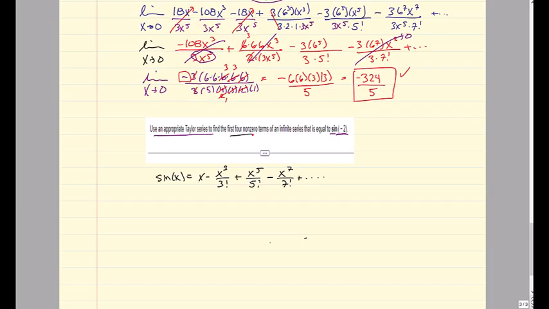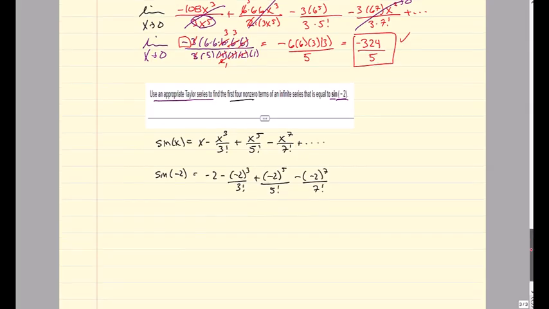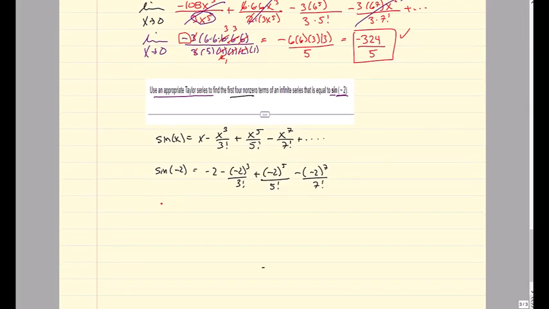Now it says the first 4 non-zero terms, so I see here 1, 2, 3, 4 terms, so we're good to go. So what I do here then is I plug in a -2 for each of these. So I have -2 minus a -2 cubed over 3 factorial plus a -2 to the 5th over 5 factorial minus a -2 to the 7th over 7 factorial. Okay, so let's go ahead and look at these terms. Again, it wants the first 4 terms. So as we simplify, I get a -2, so that's easy enough to look at.